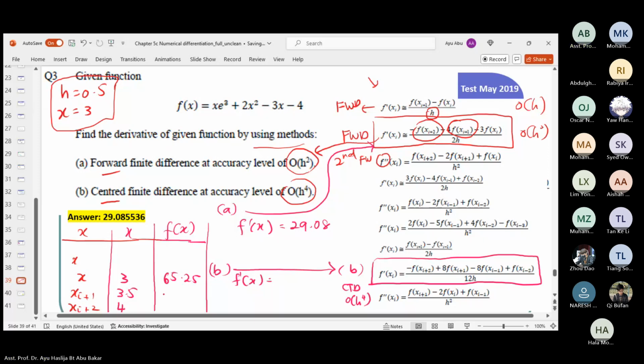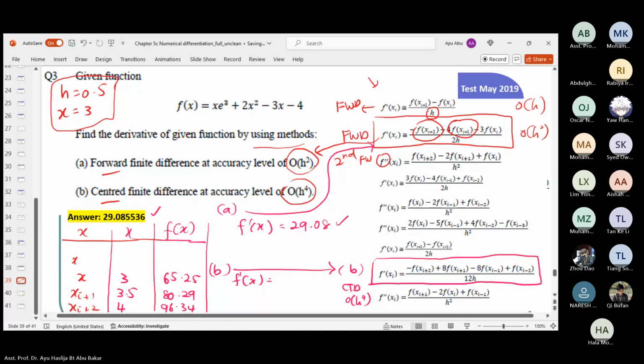3.5, 80.29. 4, 96.34. The rest get the same? They should get the same, because the final answer is the same as the answer given.